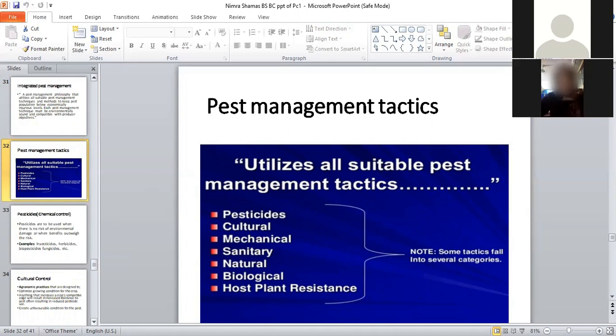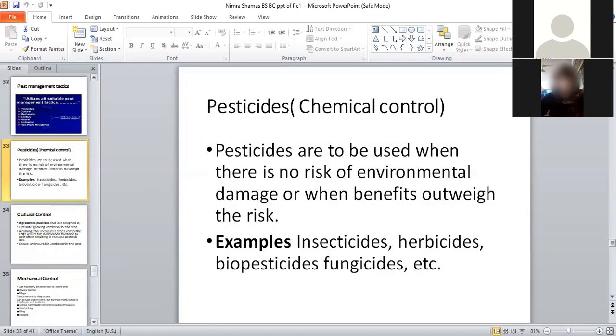There are some integrated pest management tactics: we use pesticide, cultural, mechanical, sanitary, natural, biological, and host plant resistant methods to kill insects. Next slide.